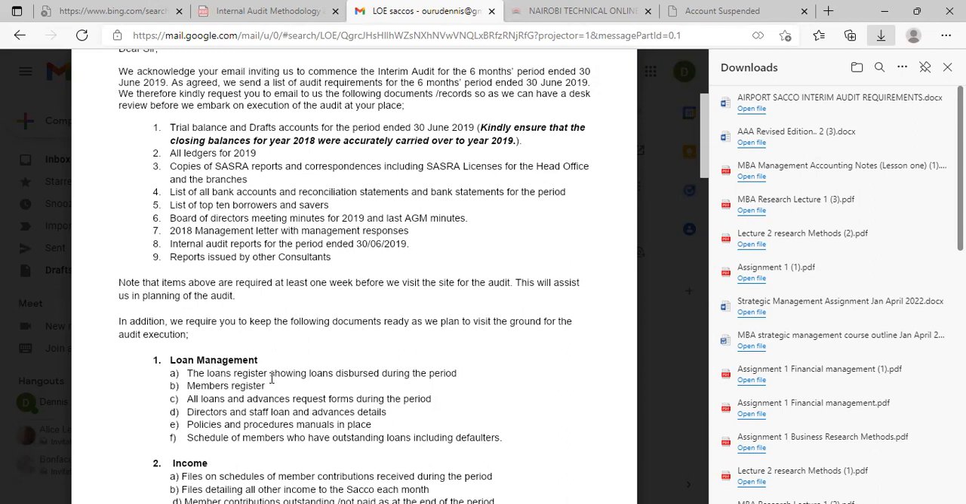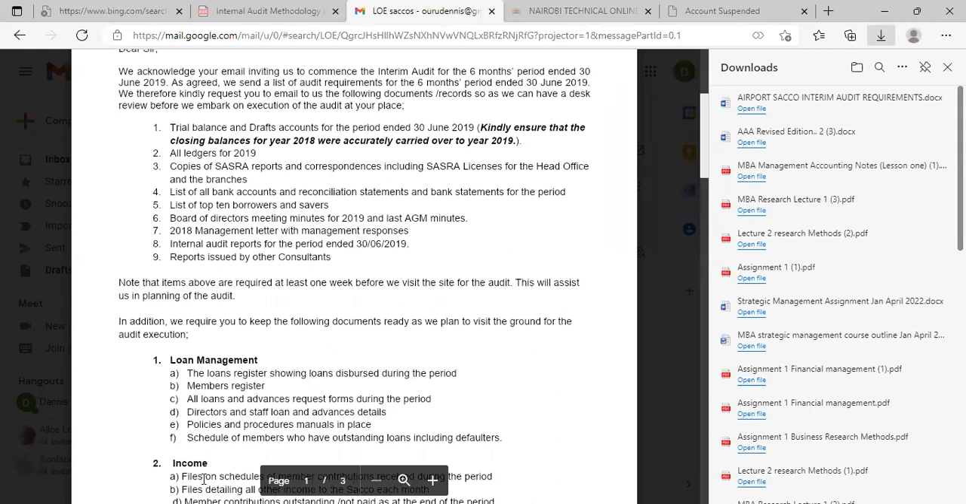Under loan management, we need the loan register, member listing, or member register, all loans and advances that have been taken during the year, directors and staff loans, those are insider loans. Then under policies and procedures of giving loans, the schedule of members who have outstanding loans.